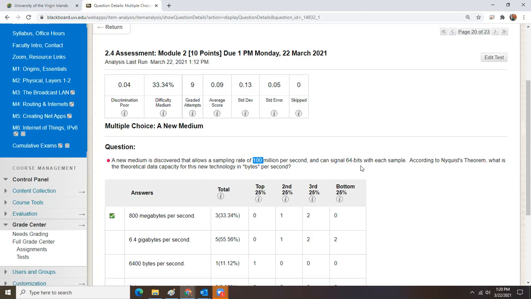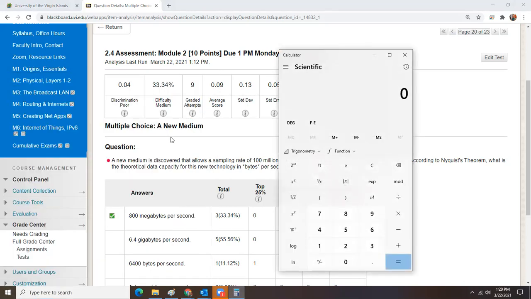We multiply 100 million times 64, and that gives us what? Very large number. 100 million, and we're going to multiply it by 64. That's going to give us 6,400,000,000 bits. But we have to divide by 8 if we're going to get bytes. That's going to give us 800 megabytes per second. So the word mega means million, and that's our answer.